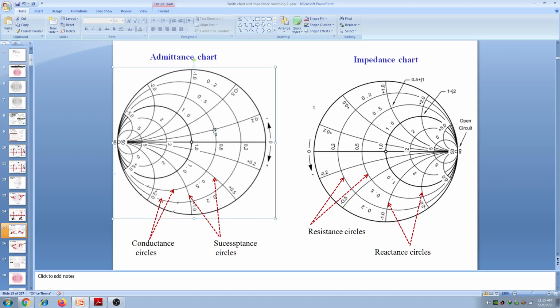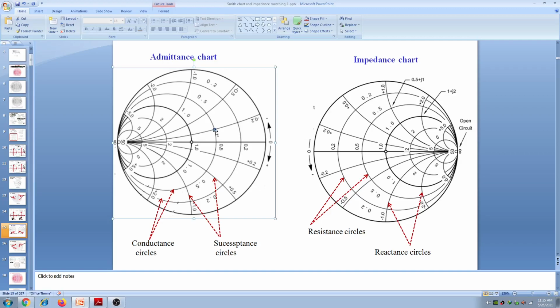So what is the conductance value? The conductance value of this circle is the value here. So the 0.5 conductance circle is this. So the conductance value is 0.5. What is the susceptance value at this position? You see which susceptance circle is passing through this point. This is the susceptance circle passing through the point. So what is the susceptance value here? It is minus 0.2.